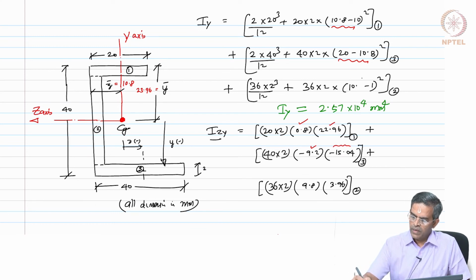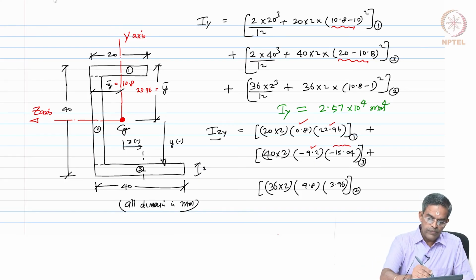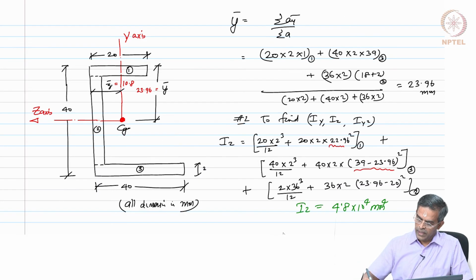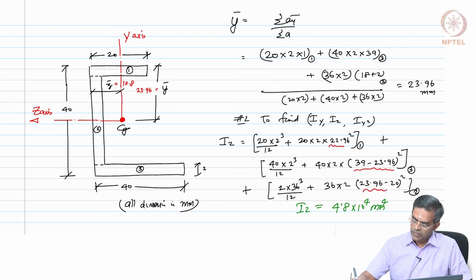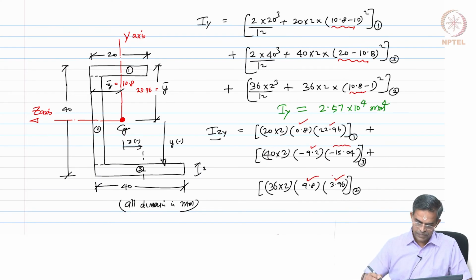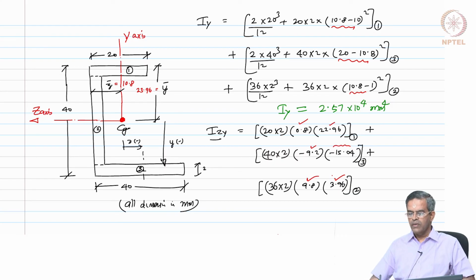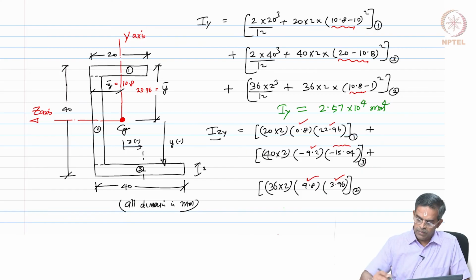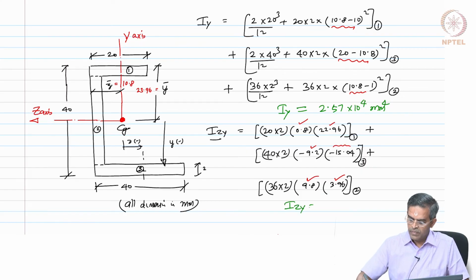This is 10.8, friends. Make a correction here, I am sorry. So, this value is same as this, and this is 3.96, it is coming here. So, Iyz after you compute will become 1.46 × 10^4.